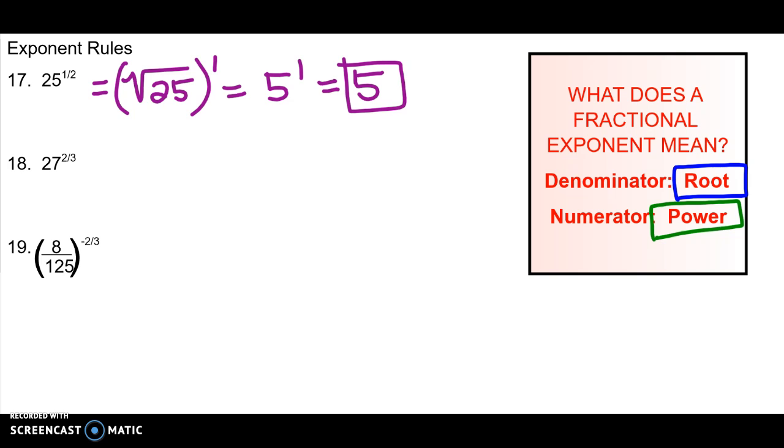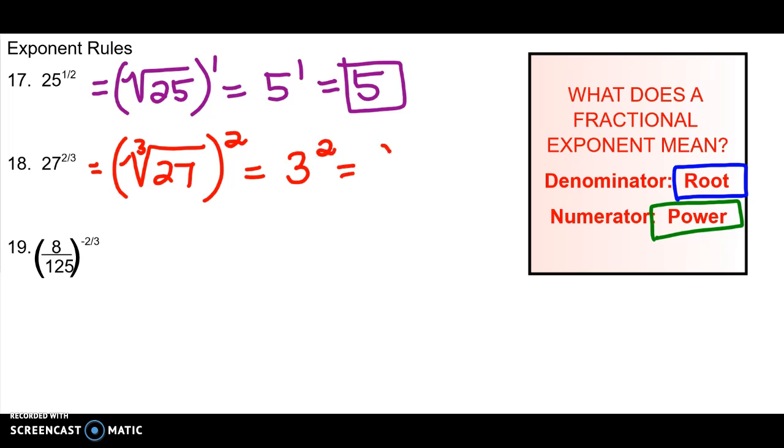All right, number 18, 27 to the 2/3 power. The number in the denominator is 3. So we know that we are doing the cube root of 27, and then we're raising that to the second power. The cube root of 27, that's 3. And then we have to square the 3, and that gives us 9.